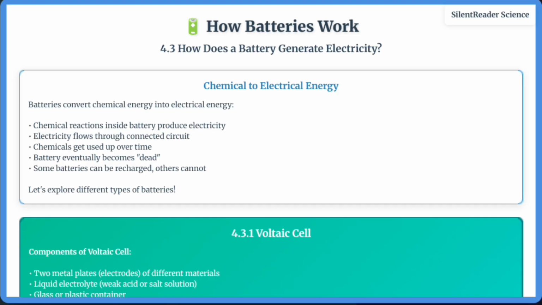In Activity 4.6, we'll make our own voltaic cell using lemons. We'll insert copper wires and iron nails into lemons and connect them in series. The lemon juice acts as the electrolyte. We'll connect an LED and see if it glows, proving that our homemade cell is producing electricity. Different metal pairs work as electrodes, with some metals naturally acting as positive electrodes and others as negative electrodes due to their chemical properties.